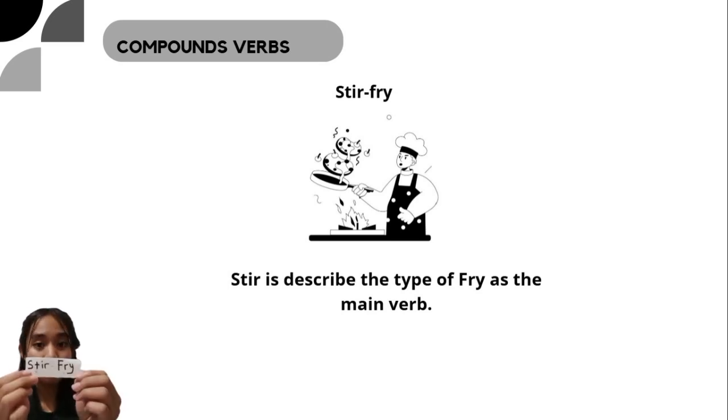Just like in stir fry. The fry on the right is the main verb, and stir on the left is a verb that describes or gives the type to the verb fry.